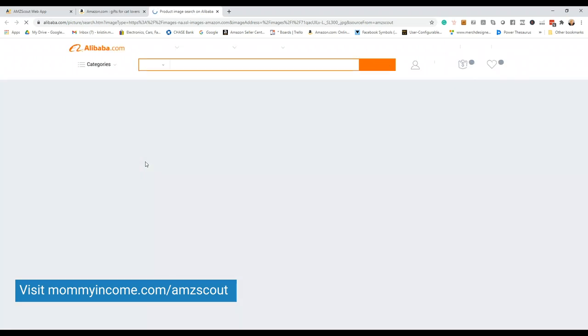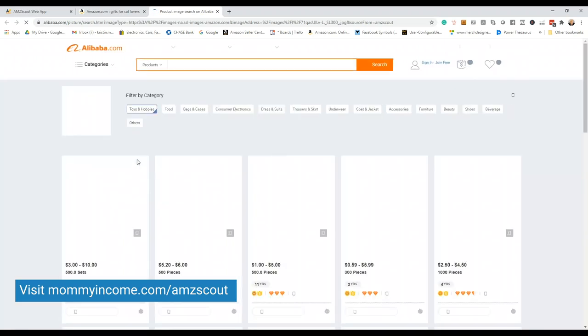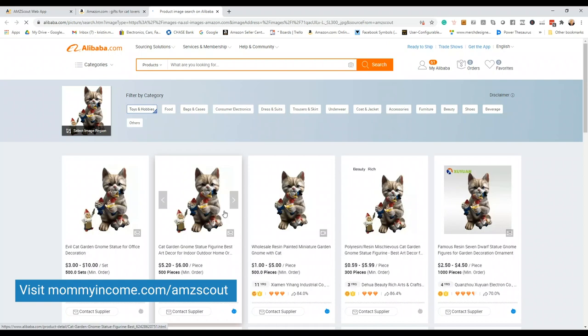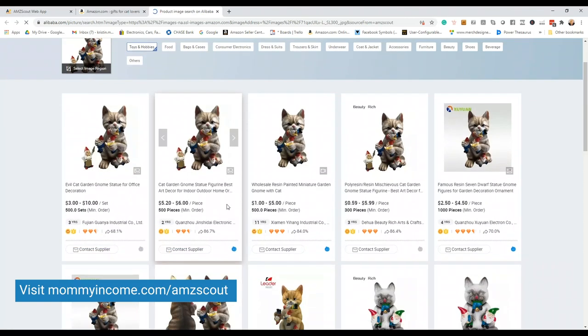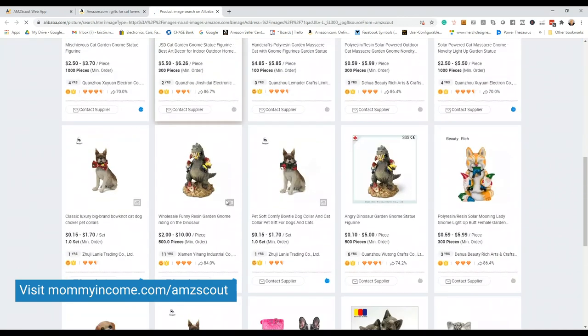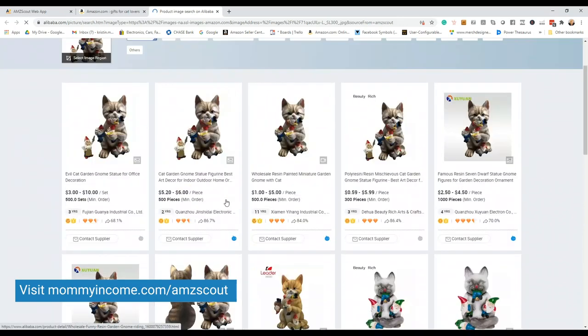So this is a good way to find it on Alibaba, but that's why they also give you Google, because Google image search and Google regular search will help you. So this is the cat gnome that comes up on there, and obviously it's on Alibaba and you can purchase it here, and there's multiple sellers of the item, probably with different quantities and things like that. So this is a really helpful tool to just kind of get the exact thing that you are looking for.